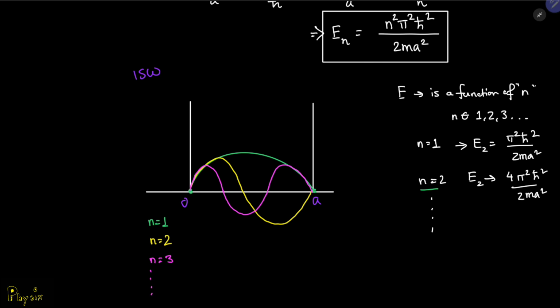Basically what this tells us is that if your particle has an energy at n is equal to 1, then you will have two nodes in this graph over here. For n is equal to 2, this will have 3 nodes, more specifically this, and this. And then for n is equal to 3, you'll have 4 nodes, and this will go on. This is basically helping to visualize what's going on over here.